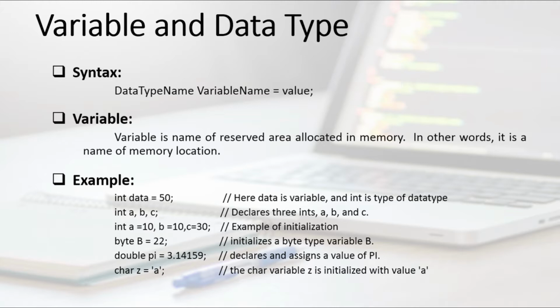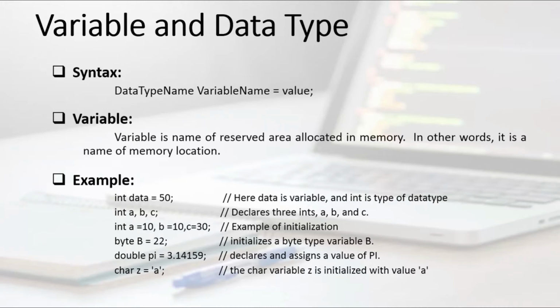First thing that you should keep in mind is that whenever you are going to define a variable or data type, the basic syntax is data type name, space, variable name is equal to value, and at last a semicolon. Here data type name is the type of data that the variable can hold, like integer or float. And the variable name is the variable that we declare to hold a value, like a, b, c or any name.